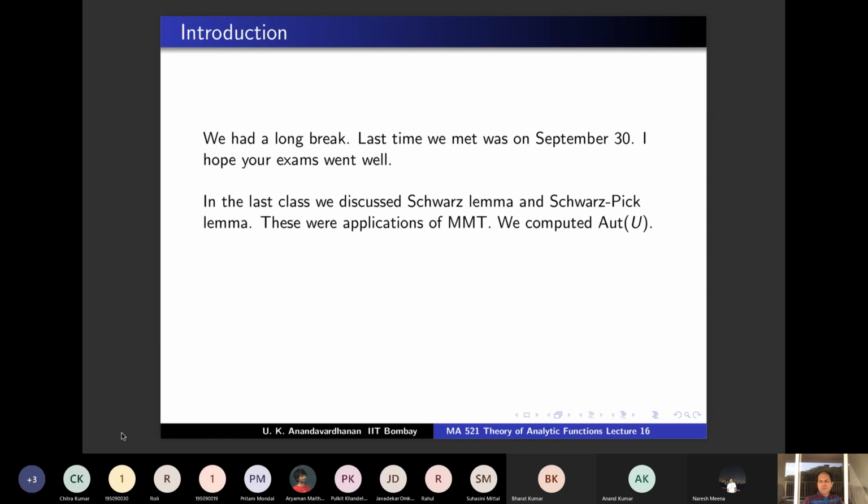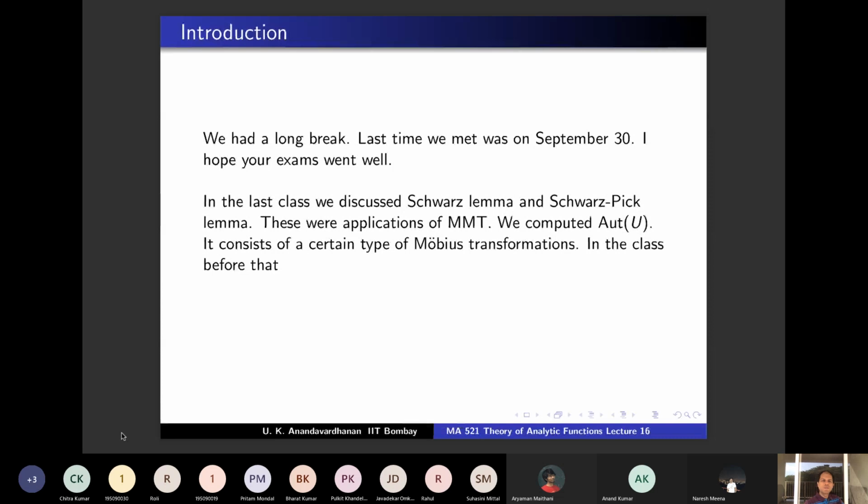And in (z minus alpha) by (1 minus alpha bar z), can alpha be any complex number? Do you remember what the condition on alpha was? We took alpha to be within U itself. Yeah, mod alpha is strictly less than 1, alpha is in U. So these are the biholomorphic maps, and we computed this. These were a certain type of Mobius transformations.